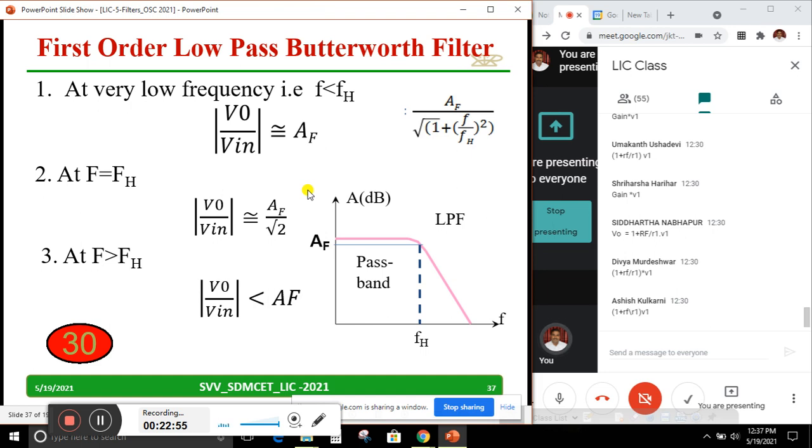Similarly, we have to discuss a second order low pass Butterworth filter, first order high pass Butterworth filter, and second order high pass Butterworth filter. The gain equation you have to remember. Derivation is there only for first order, but for second order you have to directly remember the equation. Okay, hope most of you have completed, and let me go to the next.